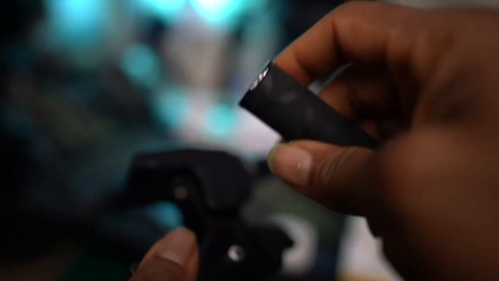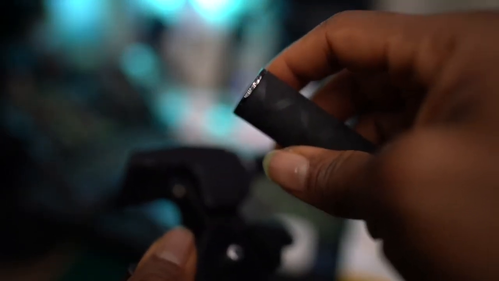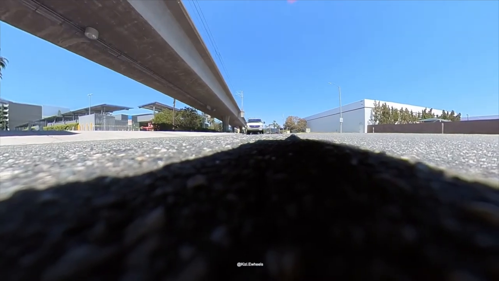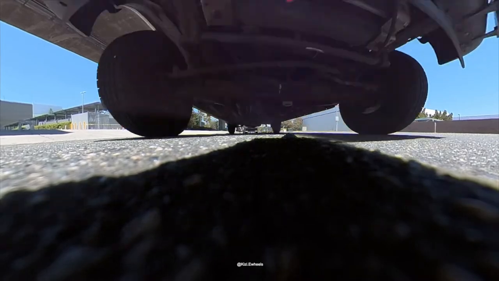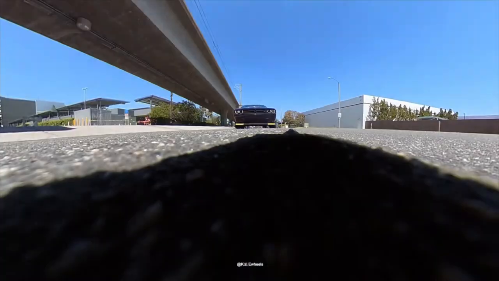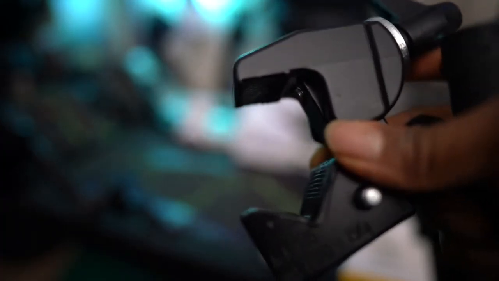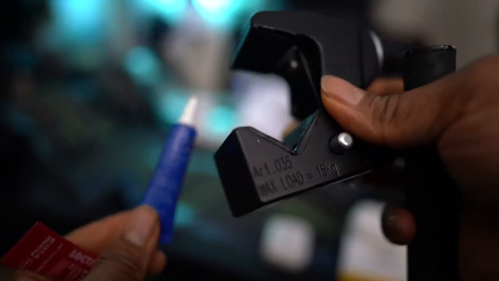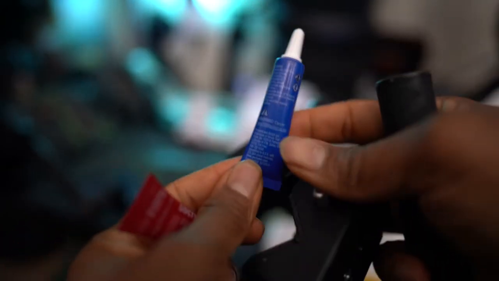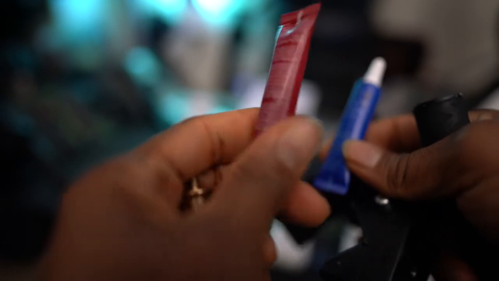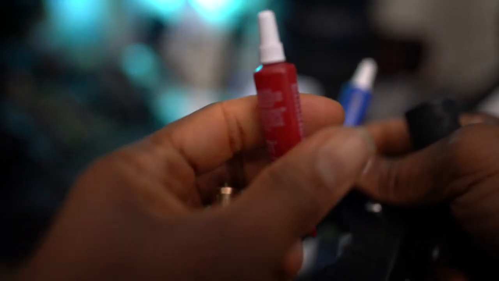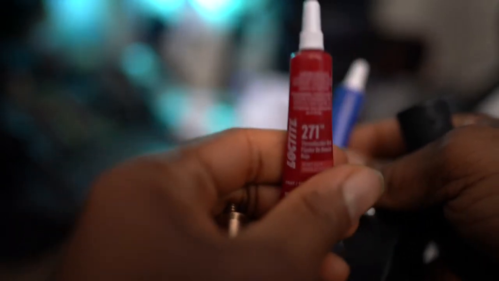Red Loctite. Red. Let me see if I have it, because I like showing you guys what I'm talking about, so you're not like, what is he saying? So remember, I said red, not blue. Not any type of Loctite. I'm talking about red Loctite. They are these things, okay?